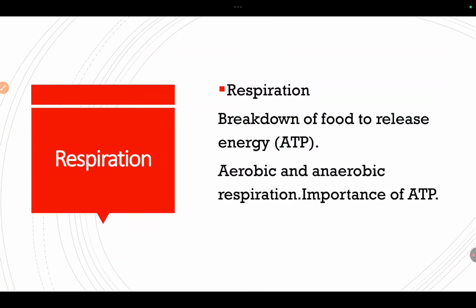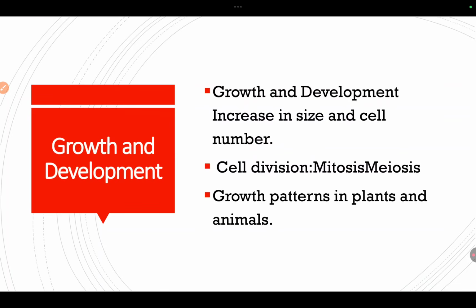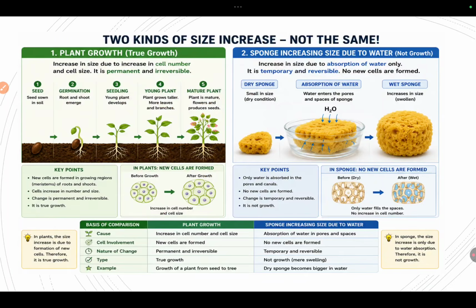Next is your respiration. Living things break down food to release energy, and this process is your cellular respiration. So they produce energy for their survival. Next is sensitivity. As we discussed already, they respond to external stimuli. They respond to external changes. Growth and development. Here we can see that living beings are growing and developing themselves, whereas non-living things cannot.